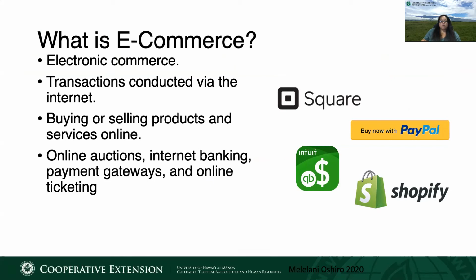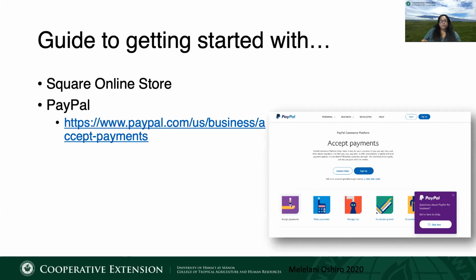The point of sale software such as Square, Intuit, QuickBooks, GoPayment, PayPal, Shopkeep, Clover, Shopify, all those are examples of e-commerce. Two of the more commonly used methods of payment options are Square and PayPal. For the purpose of this presentation, I will focus on Square.